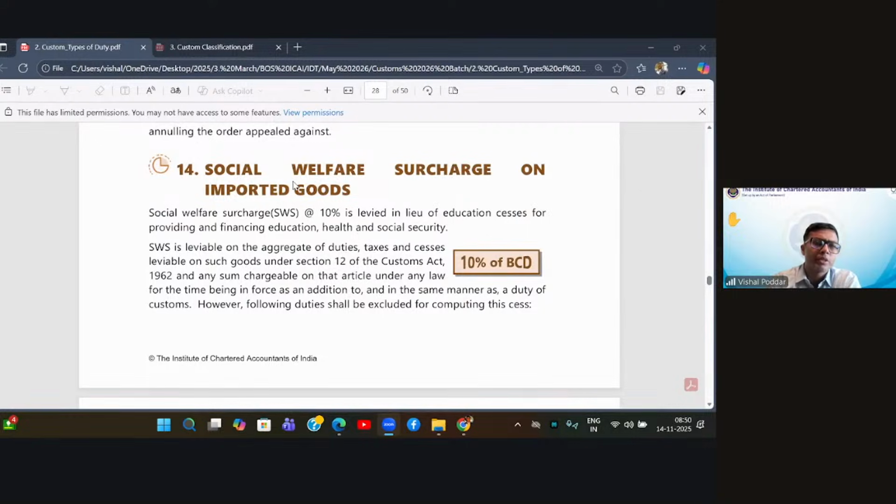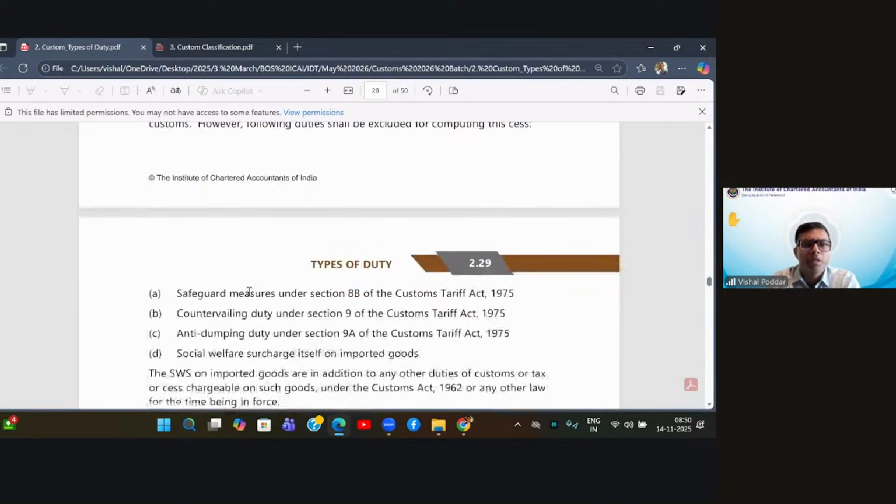And then the last two duties: social welfare surcharge. This is a compulsory addition to the basic custom duty. So we have the basic custom duty. On that, the rate is fixed, which is 10%. So this is that duty which is not calculated on the value. All the other duties which we have studied above are on the value. This is on the amount of BCD. So whatever is the amount of basic custom duty, on that amount you will calculate 10%, and this is also to be paid by the importer.